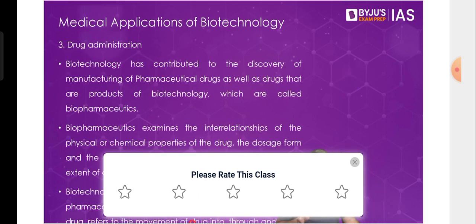And then comes drug administration, where there is one very, very important term called biopharmaceutics. Biopharmaceutics. Again, just try to break down the words bio and pharmaceutics. What is pharmaceutics? Related to medicines, correct? What is then biopharmaceutics?